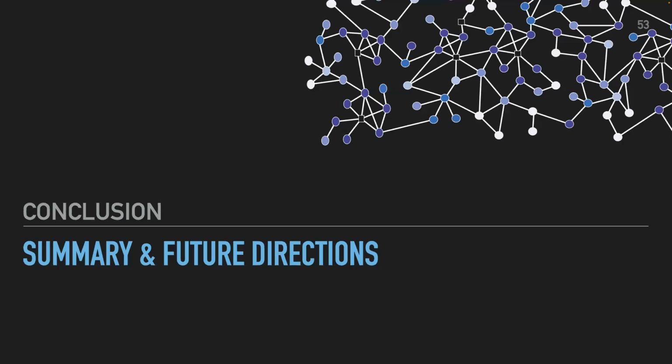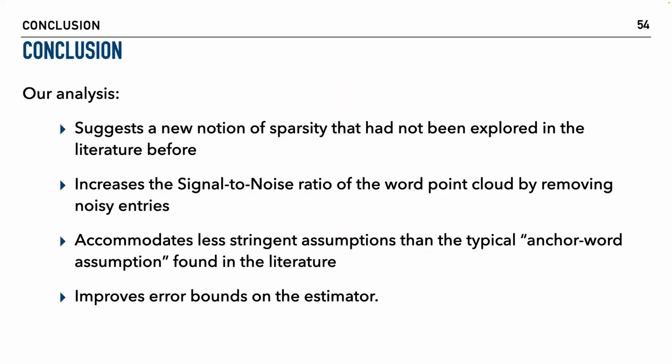Okay, so summary and future directions, I suppose. Our analysis was to try and suggest a new notion of sparsity that had not necessarily been explored in the literature before. And the idea is that this allowed us to design an estimator that increases the signal to noise ratio of the word point cloud by removing the very noisy entries. It also accommodates, so I skipped relatively quickly over this, but we have a way of accommodating less stringent assumptions than the typical anchor word assumption found in the literature. And as we've seen, it seemed to improve error bounds on the estimator and, in practice, provide good estimators.